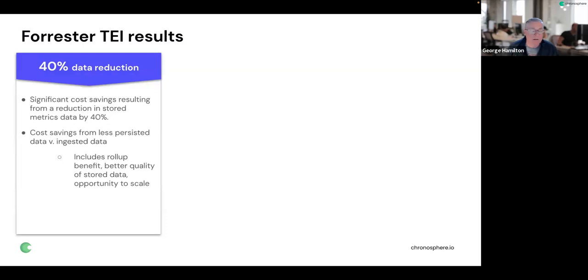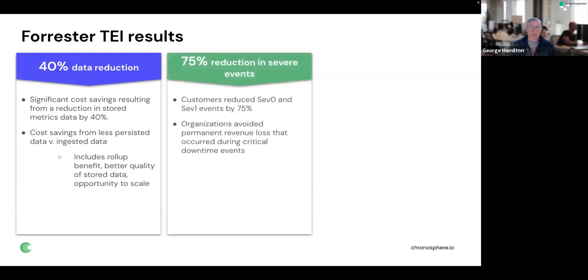And some of the discovery here and what they achieved was, of course, significant cost savings from data reduction, certainly. But they also had customers that were reducing the number of Sev 0, Sev 1 events. So when they happened, they were shorter. And they avoided a lot of that permanent revenue loss.